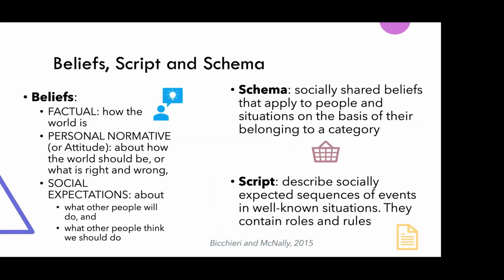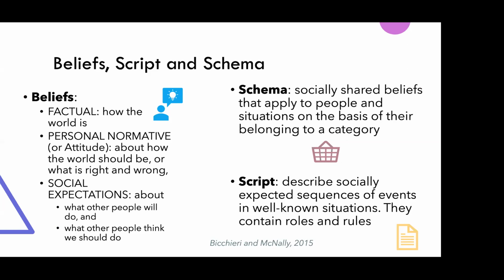Again, always identify and give a definition. What are beliefs? When we talk about beliefs, we enter into the realm of a lot of examples, in the sense that beliefs can be of two types. We have factual beliefs and personal normative beliefs. Factual beliefs are beliefs about how the world is. We're going to see some examples later on. Personal normative beliefs, or attitudes, are our personal beliefs about what we think we should be, what is right, what is wrong, what is a taboo, and so forth.